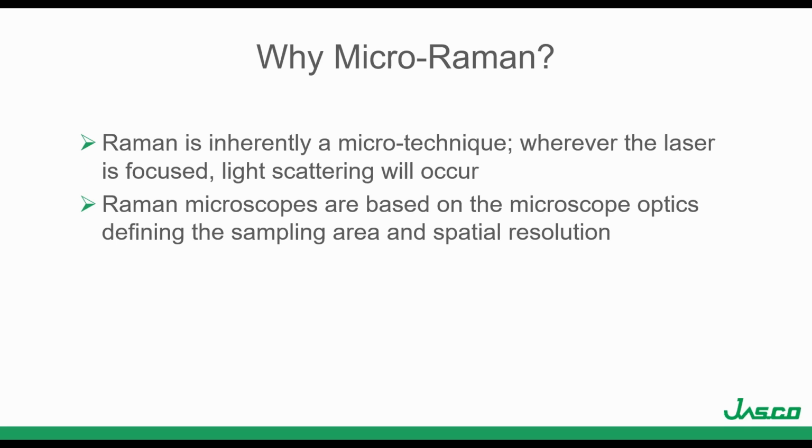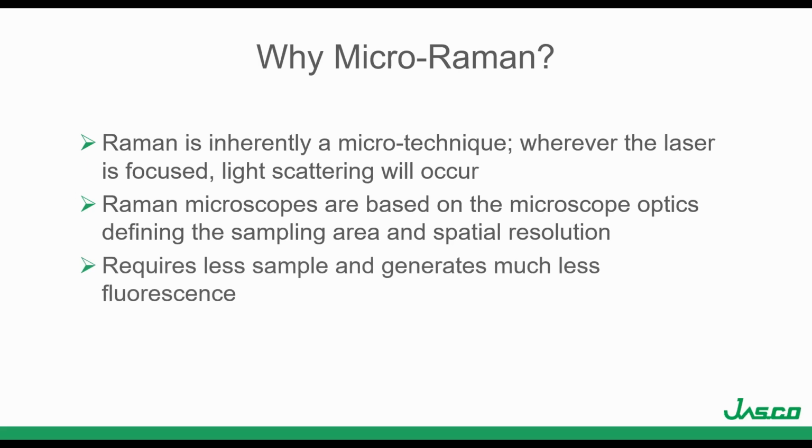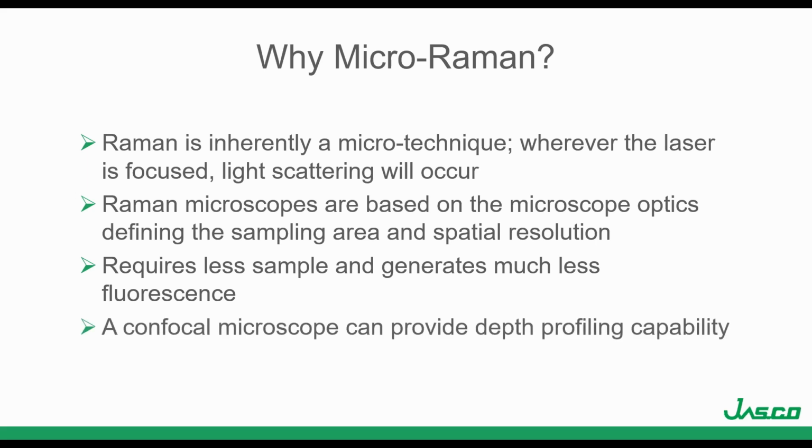The Raman microscopes, besides having the spectrometer, use the microscope optics, so that is going to define the sampling area, also the spatial resolution for the measurement and the imaging. And of course, because it's a micro sample, it's going to require less sample, and at the same time, it's going to produce less fluorescence. And the Raman microscope is a confocal microscope, and in this feature, and I'm going to be showing this in the application, the measurement can be taken under the surface. That means that we can take measurements inside the sample. Also, we can take measurements and create images in 3D.